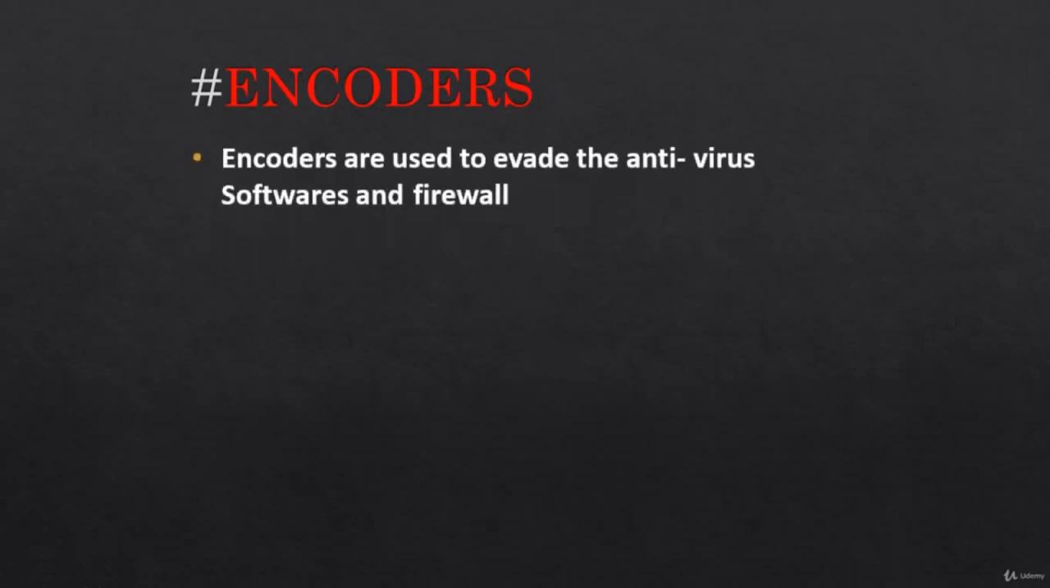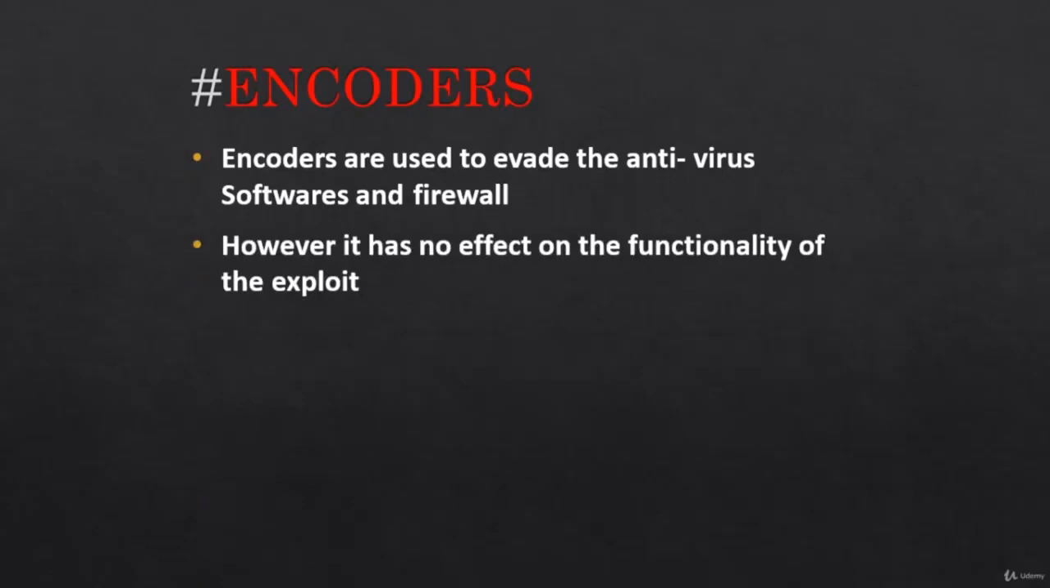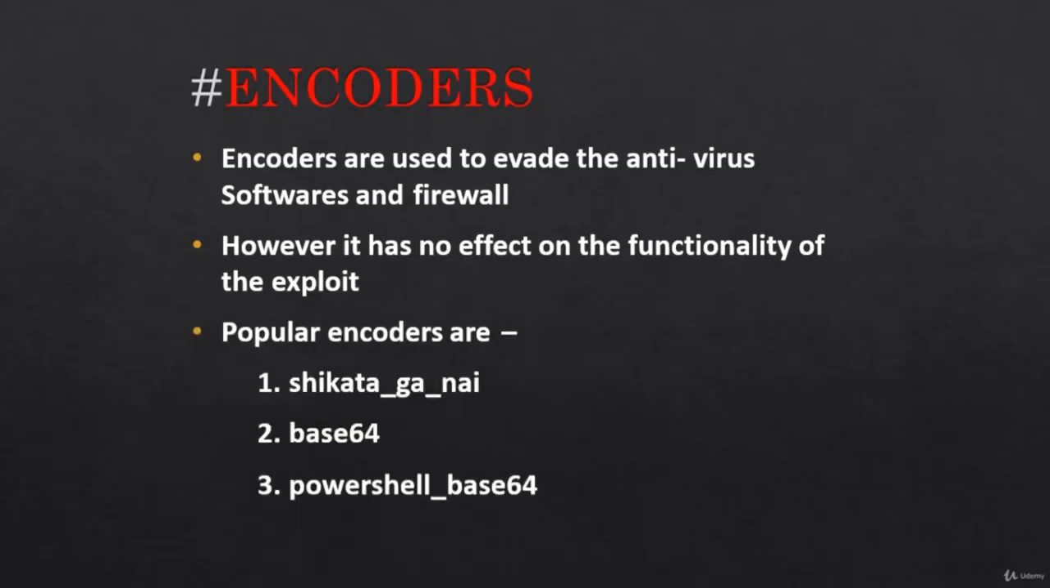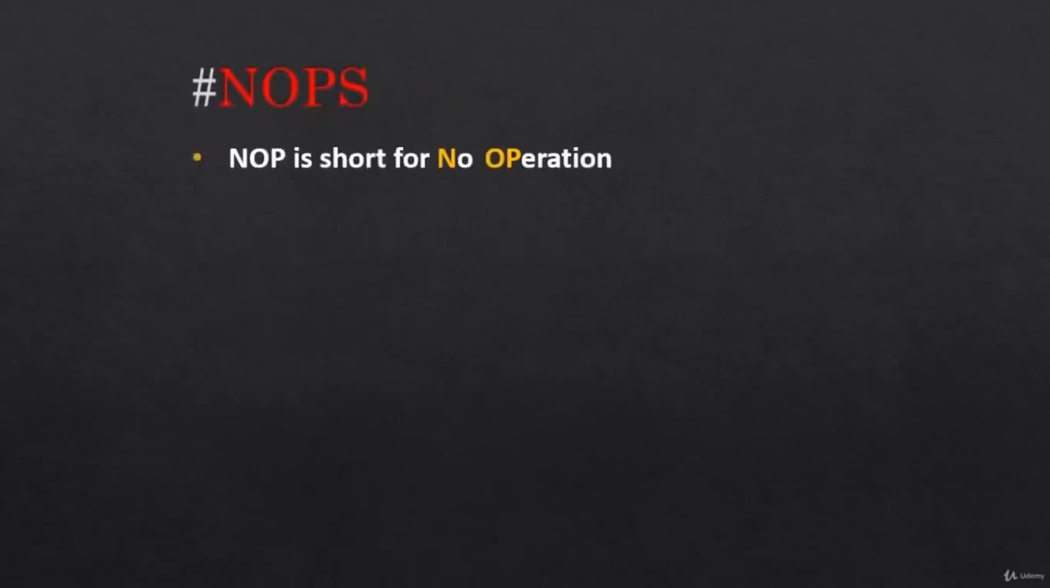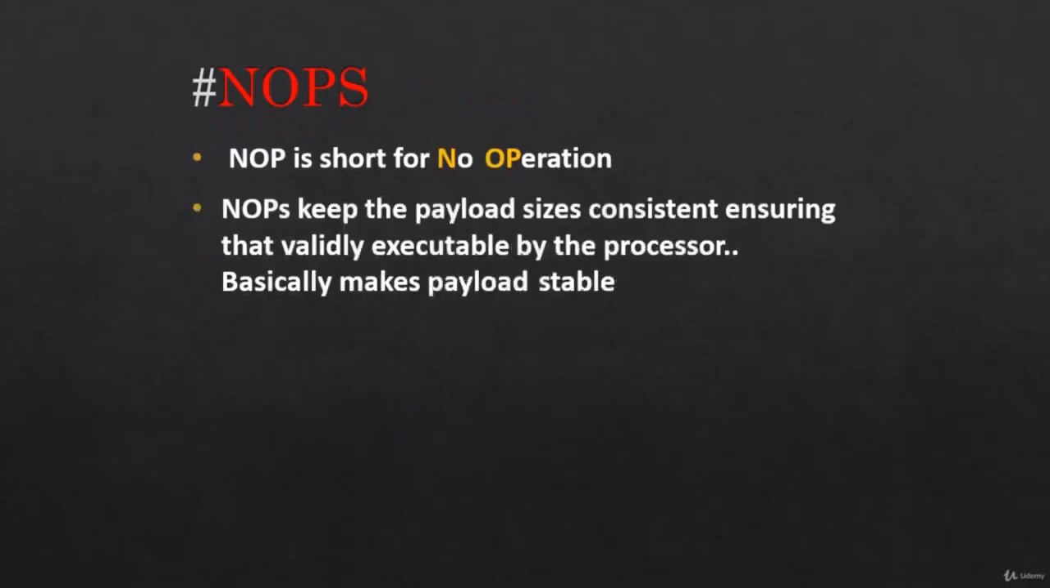Now, we'll quickly go through the modules of the architecture of Metasploit. First, encoders. Encoders are used to evade antivirus software and firewalls. However, they have no effect on the functionality of the exploit. So some popular encoders are... Next, NOPs, which is short for no operation. No operation keeps the payload sizes consistent, ensuring it is validly executable by the processor. Basically, it makes the payload stable.